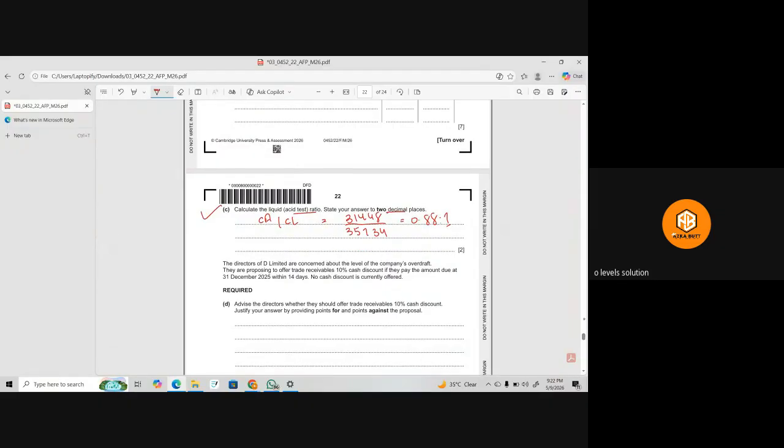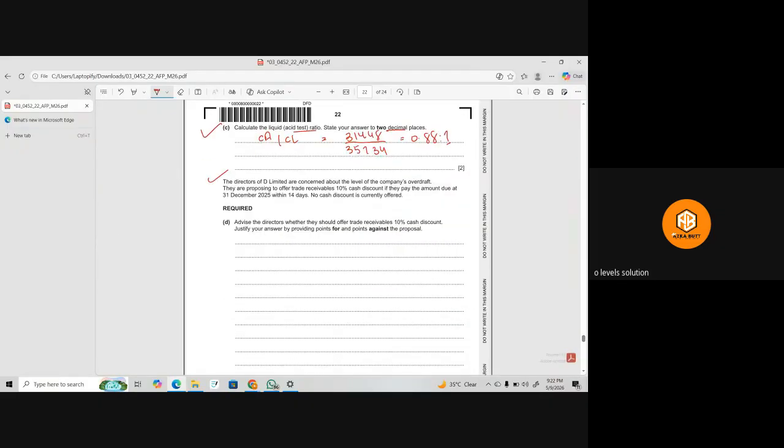Then we have the next question. They're saying the directors of D Limited are concerned about the level of the company's overdraft, and they are proposing to offer trade receivables a 10% cash discount if they pay the amount due at 31st December 2025 within 14 days. No cash discount is currently offered. Advise the directors whether they should offer trade receivables a 10% cash discount. Justify your answer by providing points.